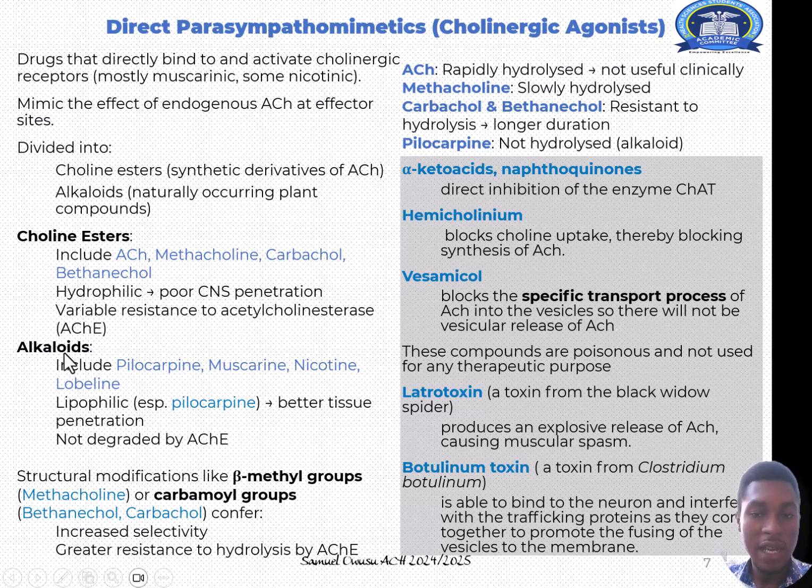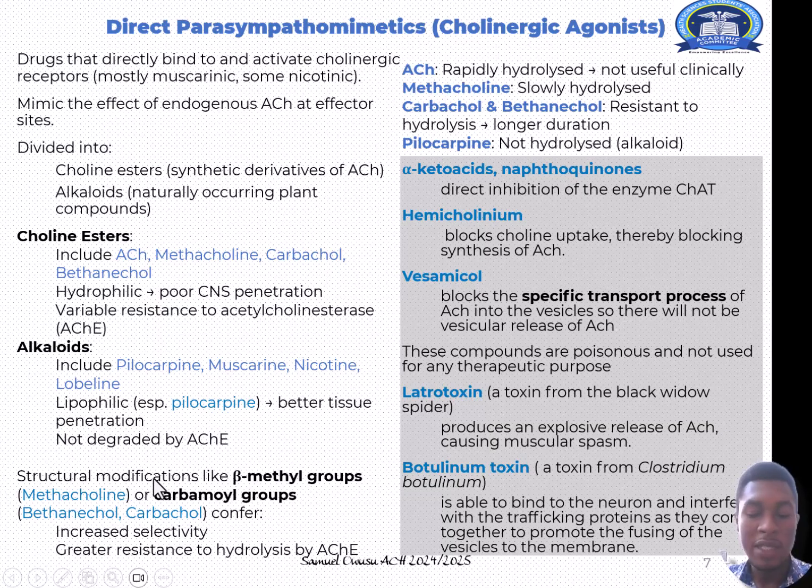Then we have the alkaloids. The alkaloids include pilocarpine, muscarine, which binds to the muscarinic receptors. We have nicotine, which binds to the nicotinic receptors, and even lobeline, which also binds to the nicotinic receptors. Most of them are lipophilic, especially pilocarpine, so it is able to penetrate the blood-brain barrier. And one thing you should take note about the alkaloids is that they are not broken down by acetylcholinesterase.